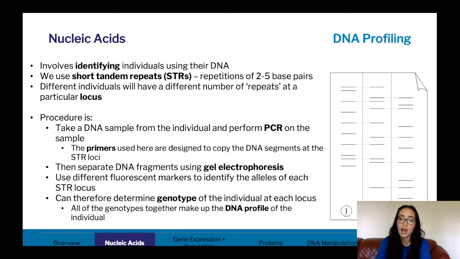So you perform PCR and you can once again use it to identify alleles and determine who the other person at the crime scene was, or who the father of this child is, stuff like that.